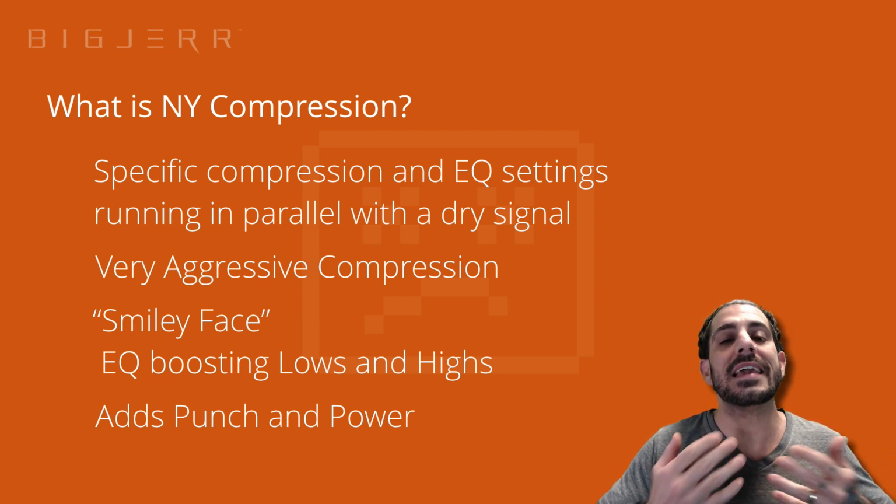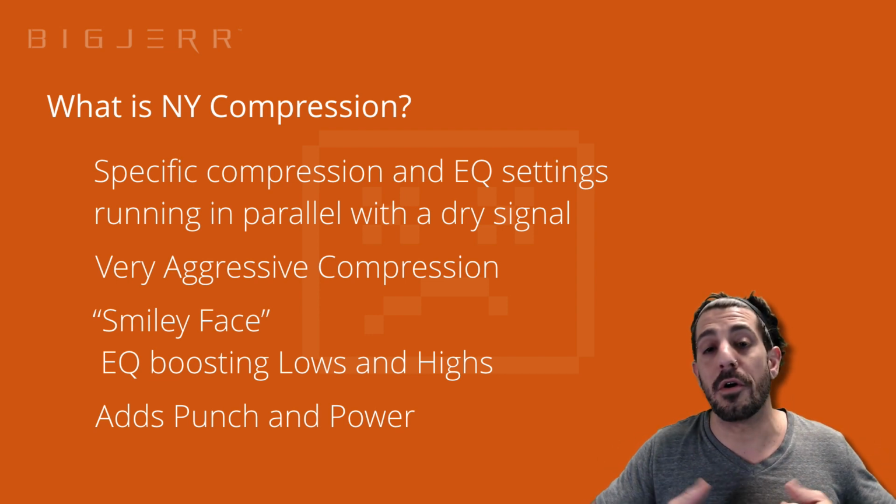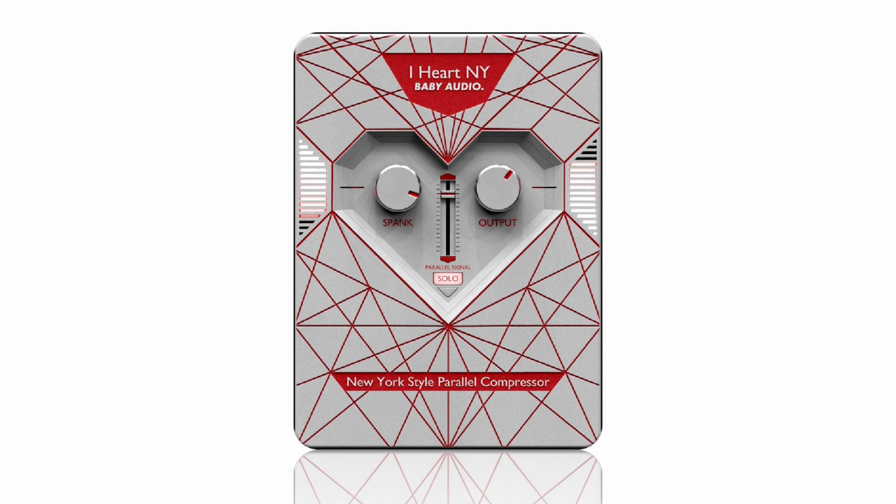Let's take a look at how the I Heart New York compressor by Baby Audio does it. So as you can see, this compressor only has three knobs. It's got spank, output, and the parallel volume slider. Now, right off the bat, this parallel volume slider is not a wet and dry. It's actually just the volume of the compressed signal. So the dry always stays the same, and then you add in as much of this as you want. There's also a solo knob, so you could hear just the compressed signal, and there's a cool way to take advantage of that, and I'll show you guys that in a bit.